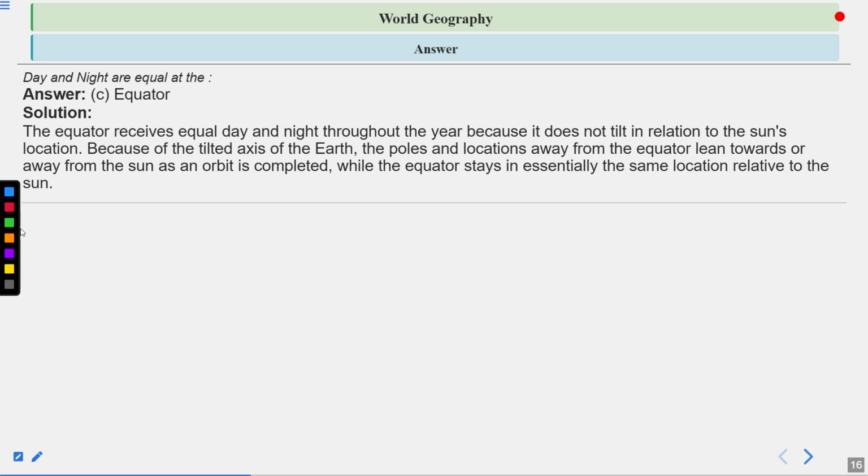while the equator stays in essentially the same location relative to the sun. And that is also why you can find the most dense forest in this area, because throughout the year they receive the same amount of sunlight and also kind of the same amount of rainfall. That is why the tropical forests and evergreen forests are found in these regions.